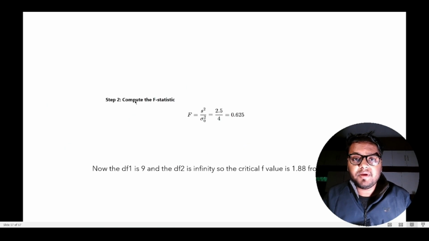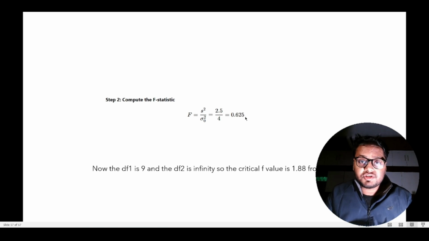Now, we will calculate our F statistic with the help of this formula: sample variance divided by sigma. Then our F statistic value will be 0.625. Next, we have to calculate our degree of freedom.